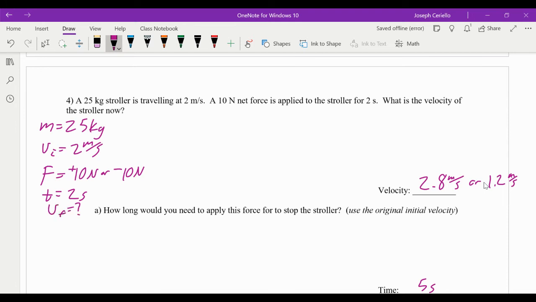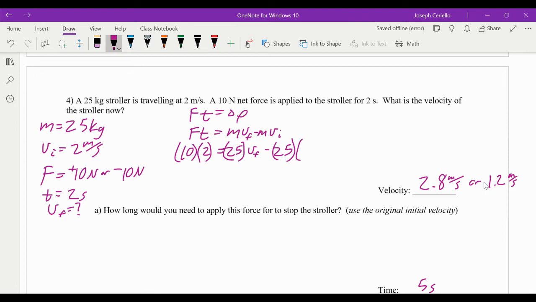So again, two ways to do it. Let's do it the first way here. Ft equals delta P. Ft equals mv final minus mv initial. All right, so working through this here, let's do positive first. We have 10. I don't need the units because I put them in the givens. 2, 25. V final is my unknown. V initial is going to be 2.